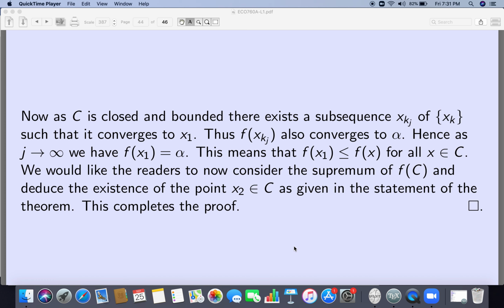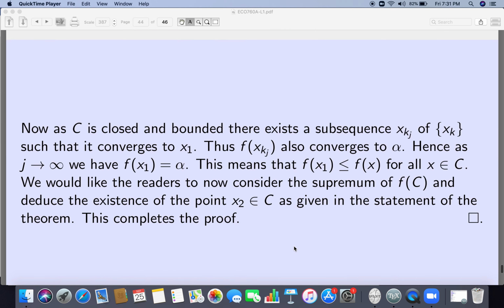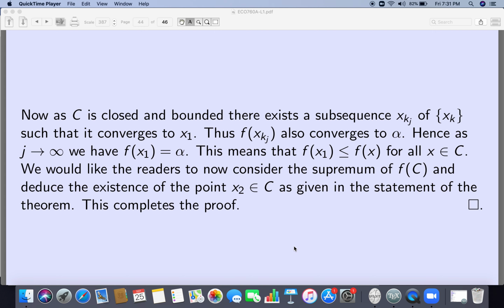So f of x_kj, because it is the subsequence of f of x_k that converges to alpha. So as j tends to infinity, f of x_kj also converges to alpha, and as x_kj converges to x1, by continuity of f, we have f of x1 equal to alpha, because the limit of f of x_kj is equal to alpha. Because f is continuous, I can interchange f and the limit.